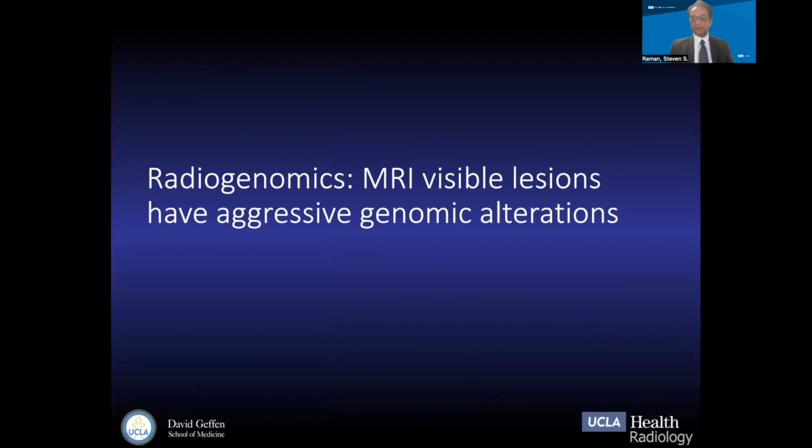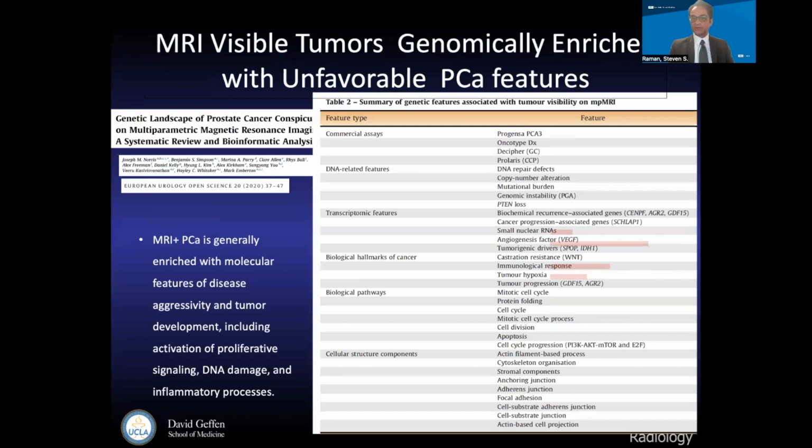Radiogenomics is an exciting field where MR visualized lesions have aggressive genomic alterations. This was shown in this excellent review paper by Dr. Emberton, showing that MR visualized lesions have more aggressive commercial assay patterns, DNA-related features, transcriptomic features, biological hallmarks of cancer, biological pathways, and cellular structural components in their genomics.